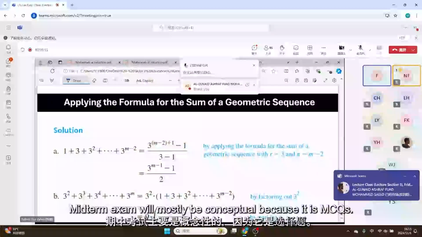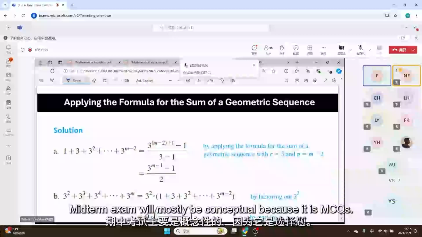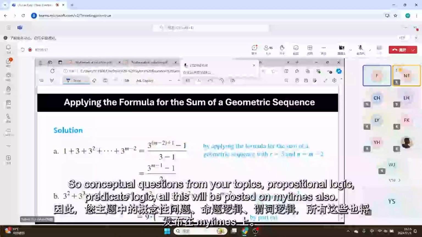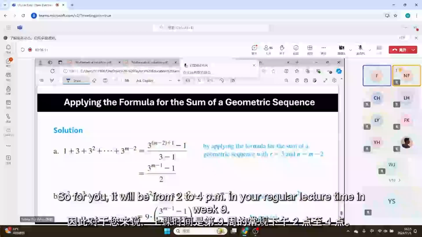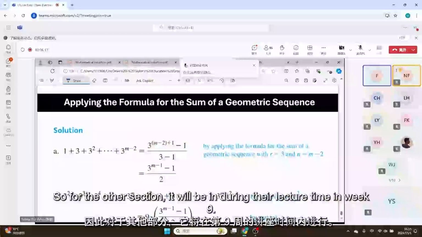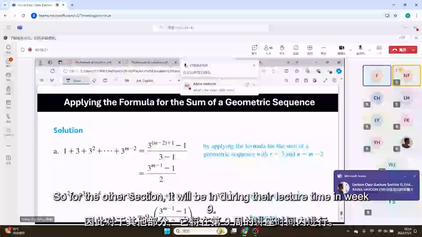The midterm exam will mostly be conceptual because it is MCQs. So conceptual questions from your topics, propositional logic, predicate logic, all this will be posted on my times also, and the exam will be during your lecture class timing. So for you, it will be from 2 to 4 p.m., in your regular lecture time in week 9. Okay, so for the other section, it will be during their lecture time in week 9.